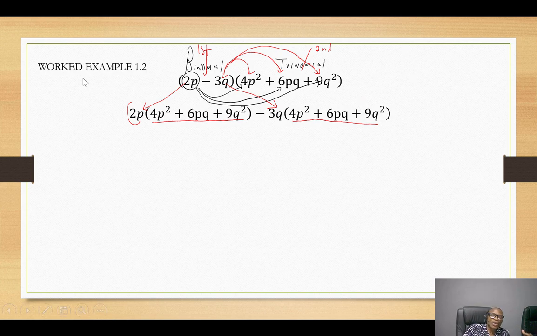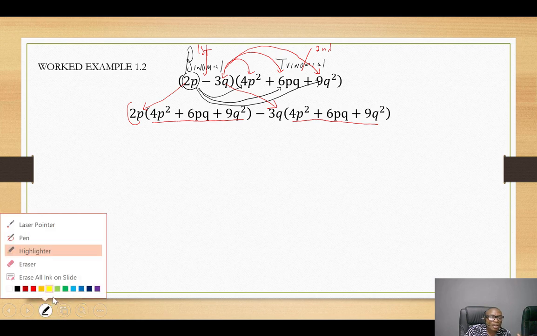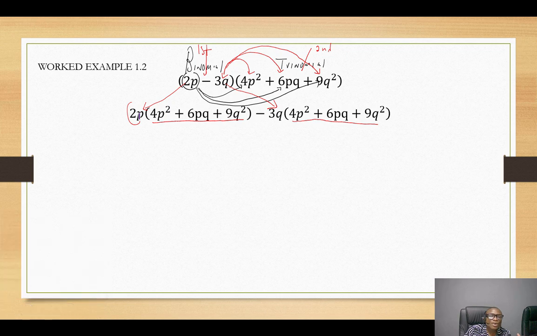Let's do it. We're going to say 2p. I don't like the color of my highlighter. Can this be visible? Okay, yes. 2p, I'm going to multiply it with 4p squared. The same 2p, I'm going to multiply it with 6pq. The same 2p, I'm going to multiply it with 9q squared.